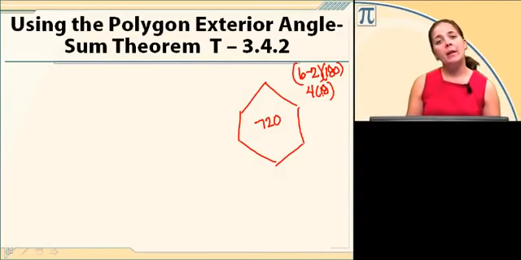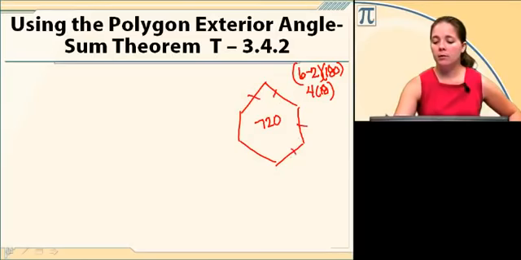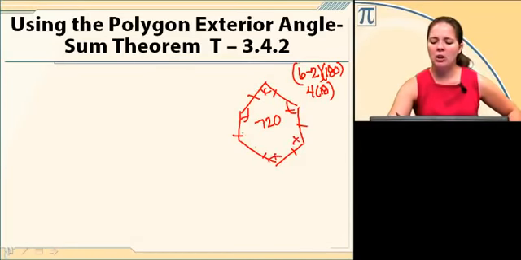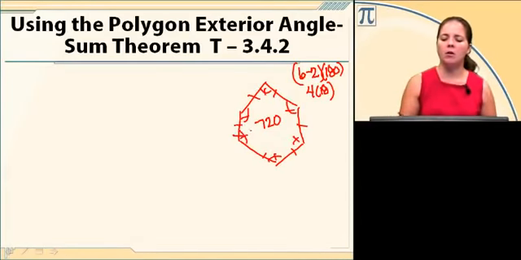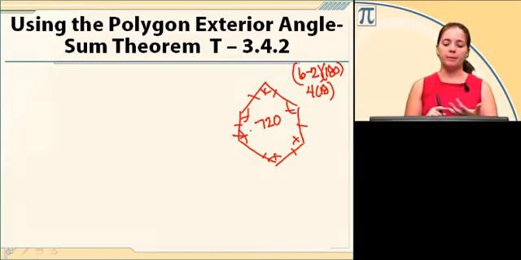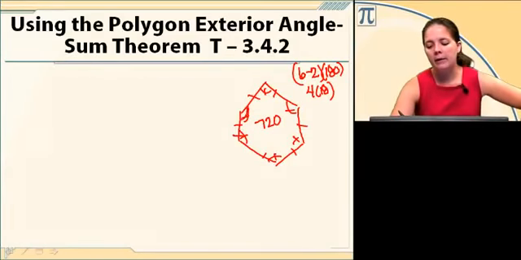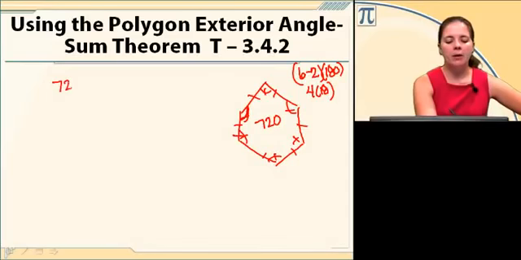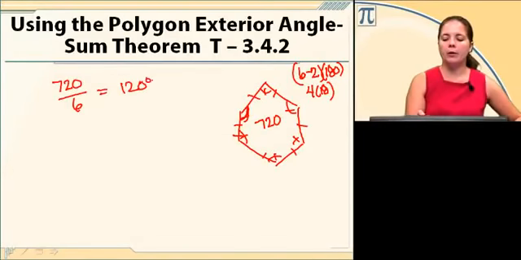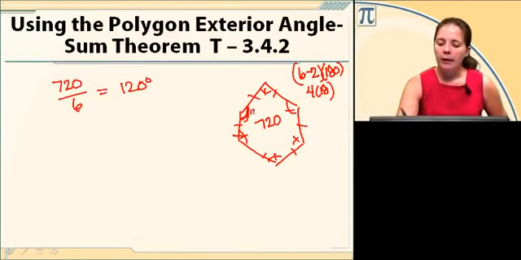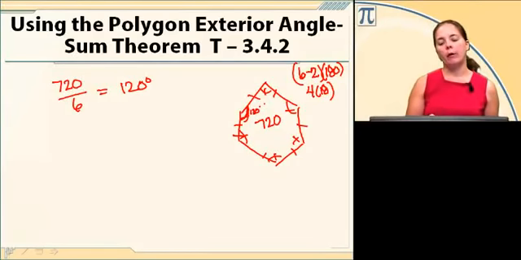Since it's telling me it's a regular hexagon, I know all the sides are congruent, and I know all these angles are congruent. My picture might not look like it, but it told me it's a regular hexagon. All the sides are congruent, all the angles are congruent. So if I want to find the measure of one of these angles, I'm just going to take 720 and divide it by 6, and I'm going to get 120 degrees. So I know that each of these angles is 120 degrees.